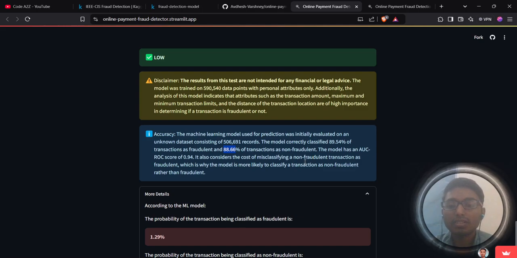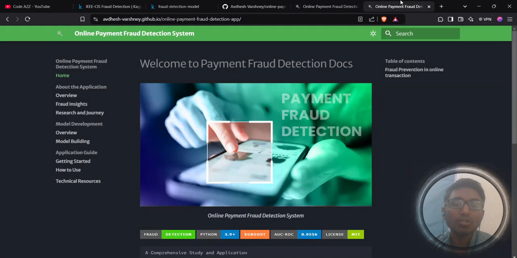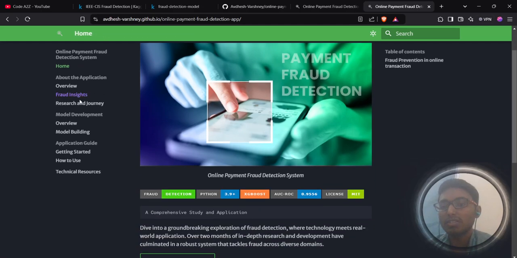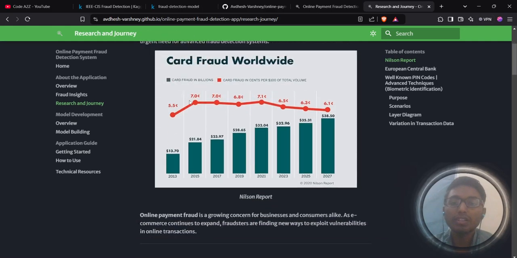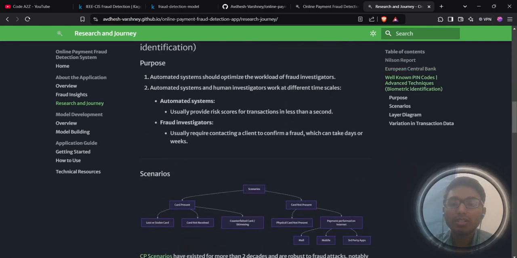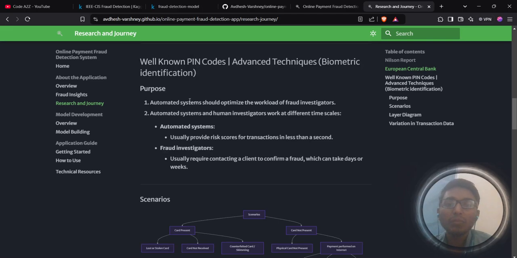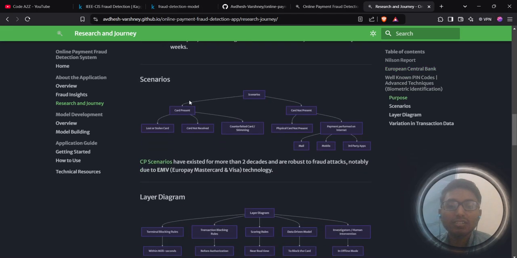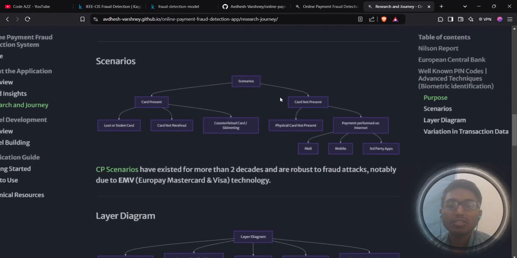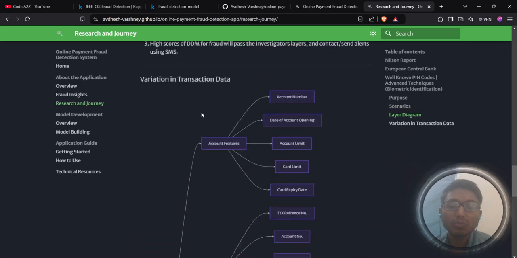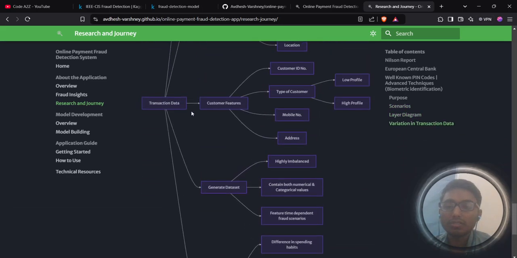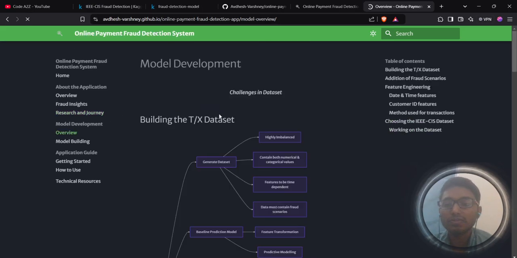After the compilation of everything, I have built clear and concise documentation. If you see the research and journey which I have gone through, you can see the Nielsen Bank report and European Central Bank report, well-known pin codes and advanced techniques, and biometric identification. I have built complete scenario charts like the card present chart and card not present chart, and a layer diagram. I have also provided the transaction dataset features and the whole structure of the model building.